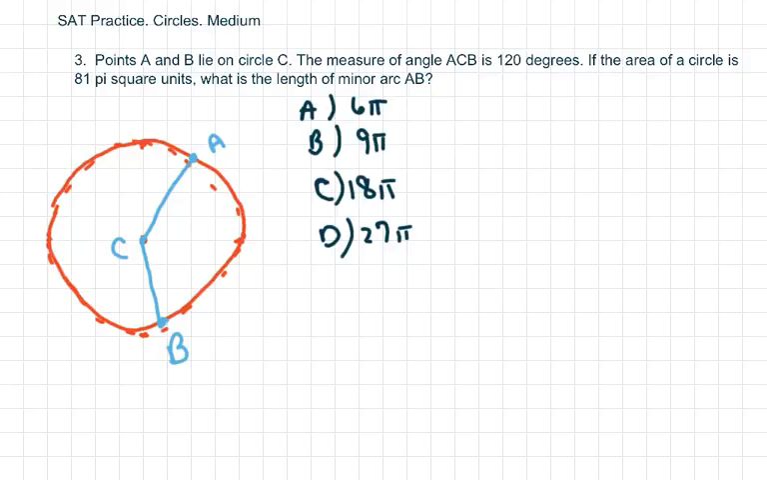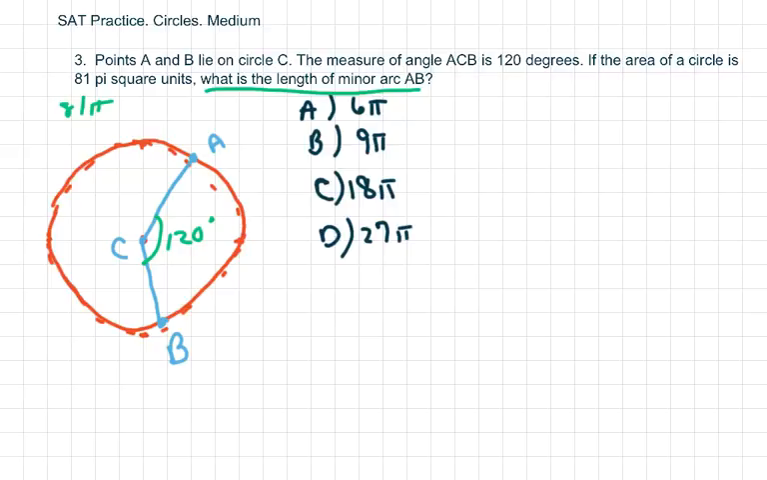Hi everyone, this is the medium set of circles for SAT practice. So we have a circle here with points A and B. The measure of ACB, this angle here, is 120 degrees. If the area of the circle is 81 pi, what is the length of the minor arc?